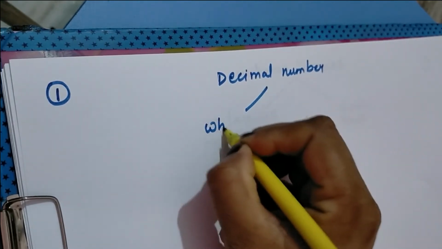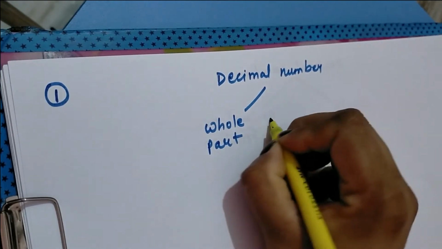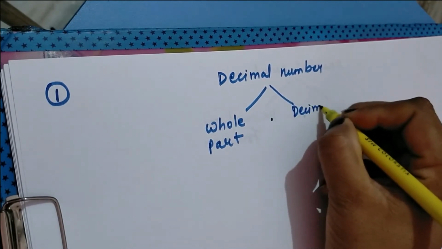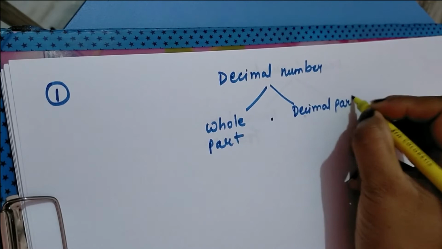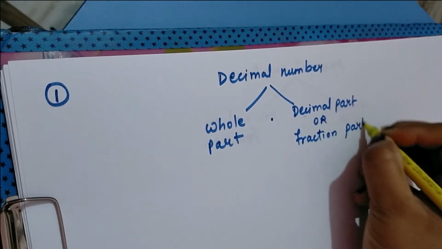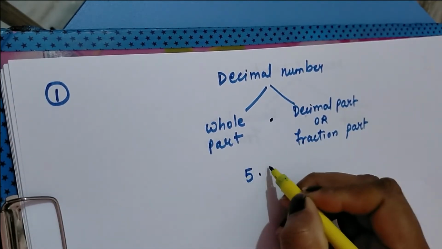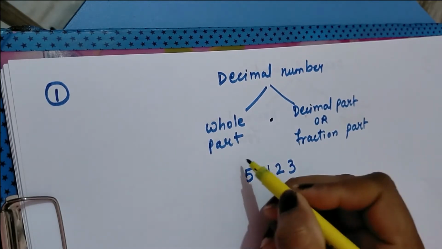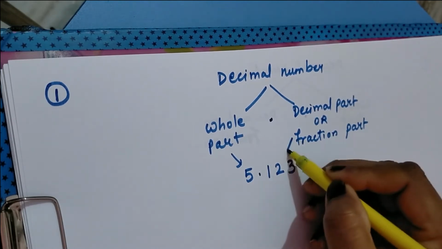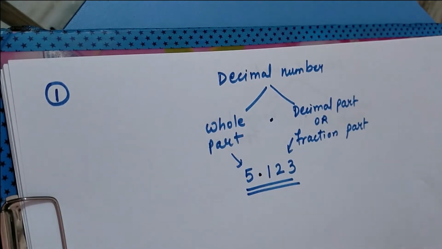The first part is the whole part, which is represented by the digits just before the decimal point, and the second part is the decimal part or fraction part, which is represented by the digits just after the decimal point. For example, if I write 5.123, here 5 is the whole part of the decimal number and 123 is the fraction part of the decimal number, which is separated by the decimal point.